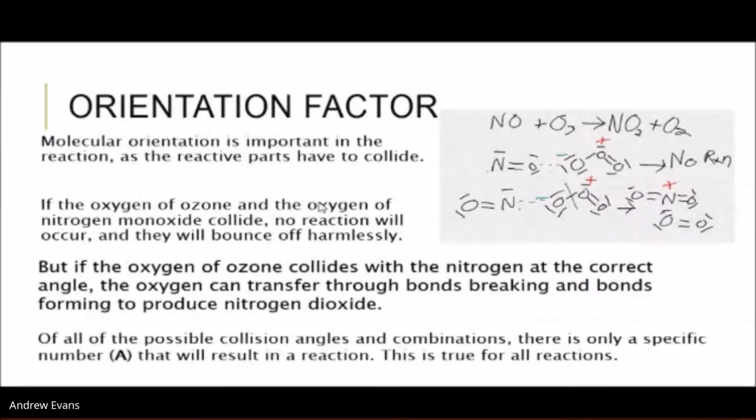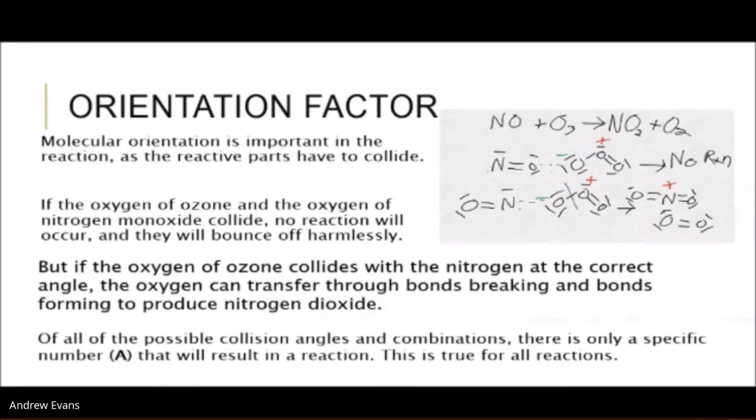Now, the orientation factor is something we will typically not measure, but we still need to consider it. Molecular orientation is essentially why they have to have the correct parts colliding. If the oxygen and ozone and the oxygen and nitrogen monoxide collide, you can see them bouncing off harmlessly. Even if they hit with enough energy, the O and the O aren't going to be attracted to each other. They're going to repel each other. So they're going to bounce off like billiard balls.